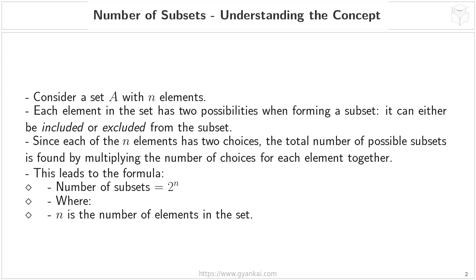This leads us to a very neat and powerful formula. The number of subsets of a set with n elements is equal to 2 raised to the power of n, which we write as 2^n in mathematical terms. Let's break down what n represents. n isn't the set itself, it's simply the number of elements that are in the set. We'll see this in action with some examples on the following slides, where we'll apply this formula to sets with 1, 2, and 3 elements to really solidify our understanding. This formula is the key takeaway, and we'll be using it a lot, so make sure you understand the logic behind it.